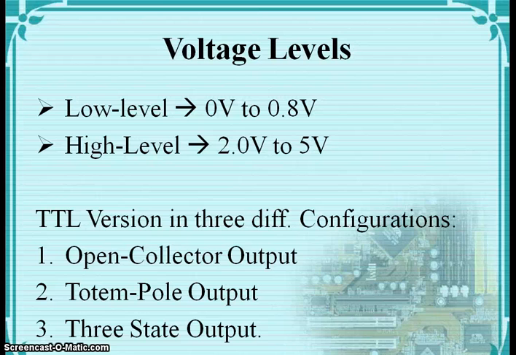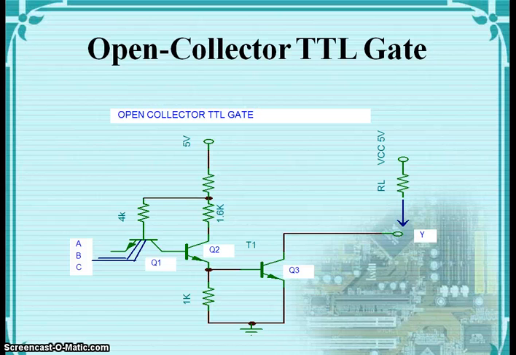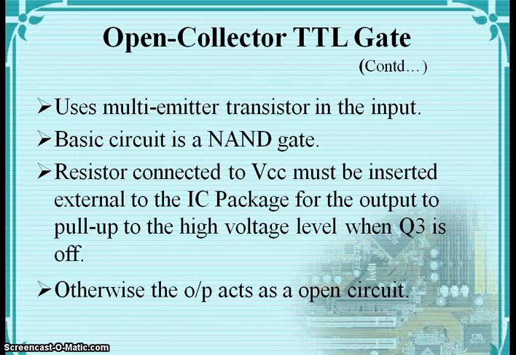The voltage levels are: low level corresponds to 0 volt to 0.8 volts and high level corresponds to 2 volts to 5 volts. TTL versions in three different configurations are open collector output, totem pole output, and three-state output. So this is a circuit diagram of open collector TTL gate. It consists of 3 transistors and one multi-emitter transistor. It uses a multi-emitter transistor in the input, and the basic circuit is a NAND gate.